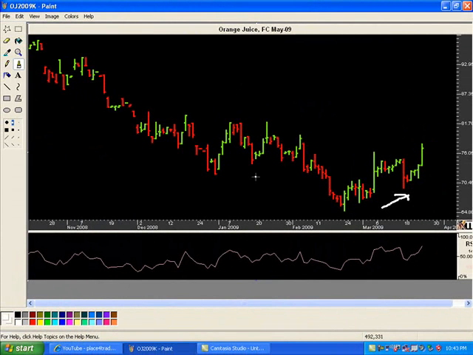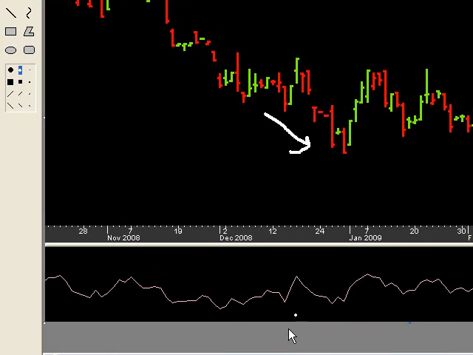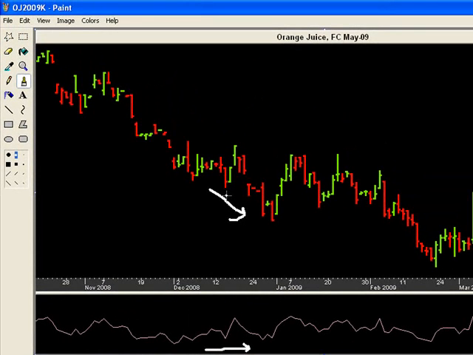Now going back and analyzing this daily chart of orange juice, one could say that if we were back here in late last year in December when prices were trending lower, we see here in the relative strength index that there was a bit of a bullish signal, that the relative strength index was failing to trend lower like price was. Now, obviously, there was a little pop in the market. The market went up, but then continued to trend lower.